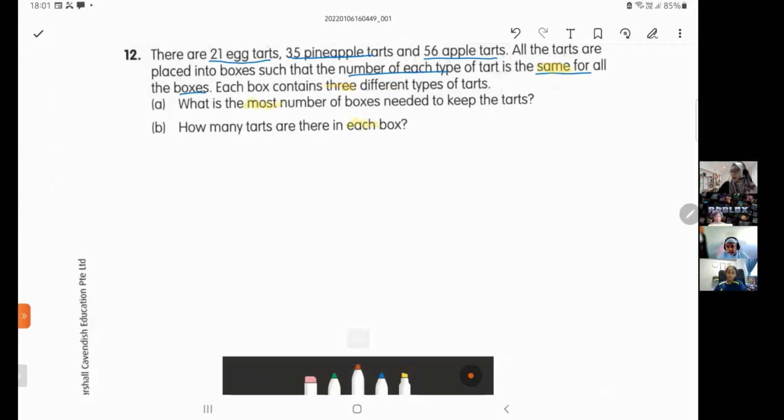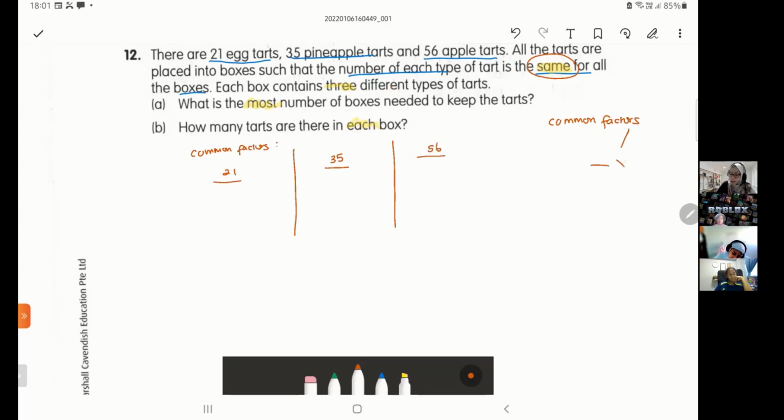The keyword that tells me that this is common factor concept is same. It means I can divide all these different tarts equally into the boxes. Same. Understand? That's why I say it's common factor concept. So what are the common factors of all these numbers? Look at the common factors of 21, of 35, of 56. Factors means what times what, right?